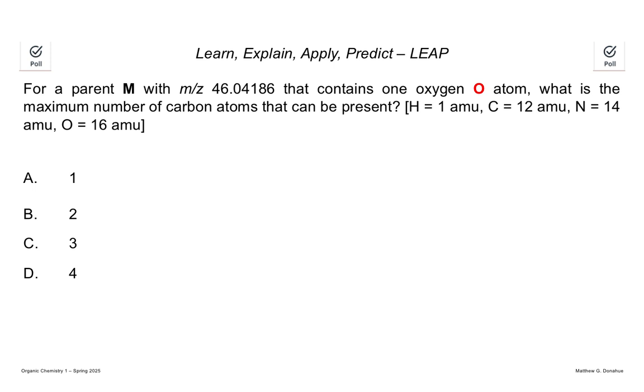So it says explicitly that mass contains one oxygen atom. So given that, what's the maximum number of carbon atoms that can then be present? So let's walk through it to see how we get to that response.